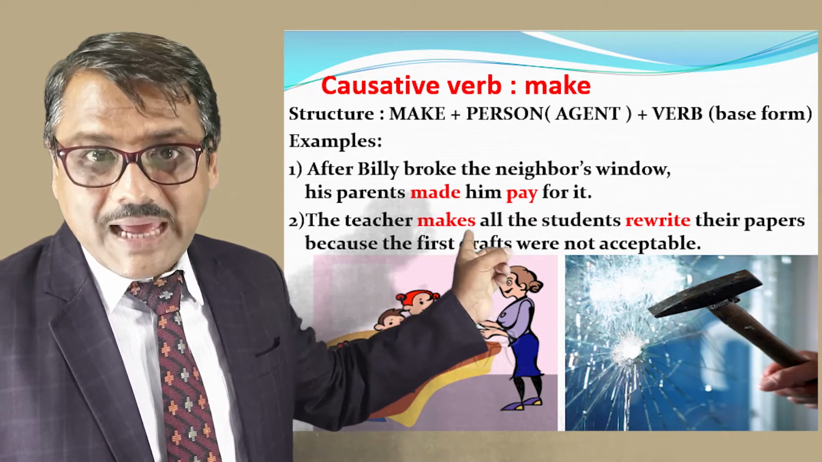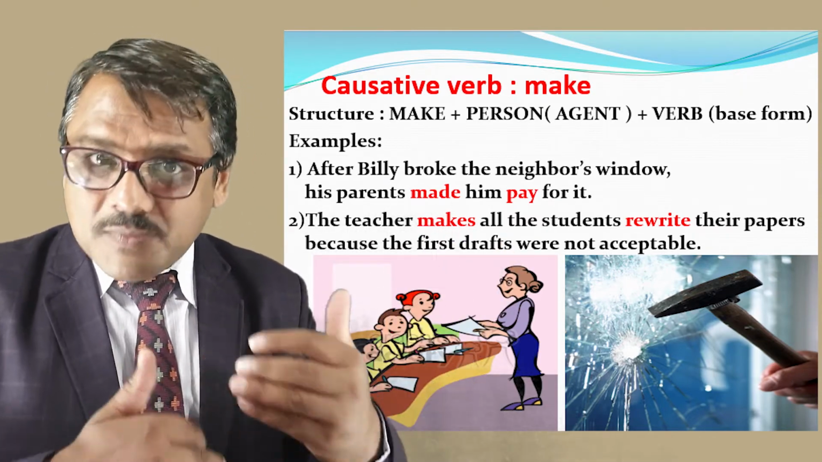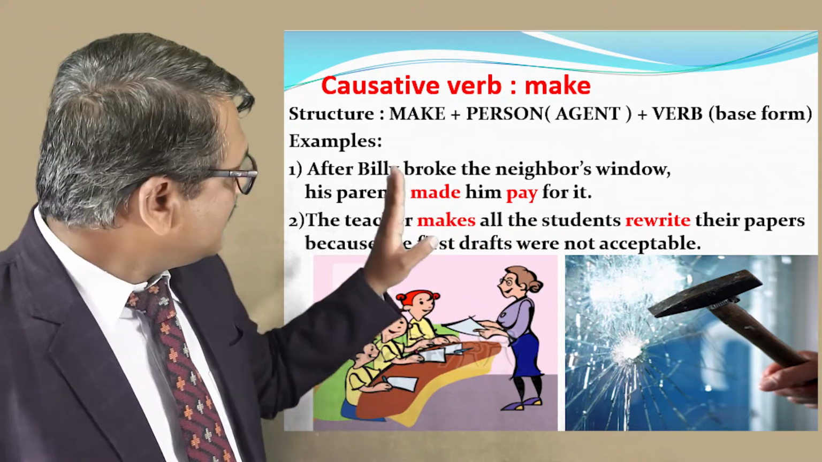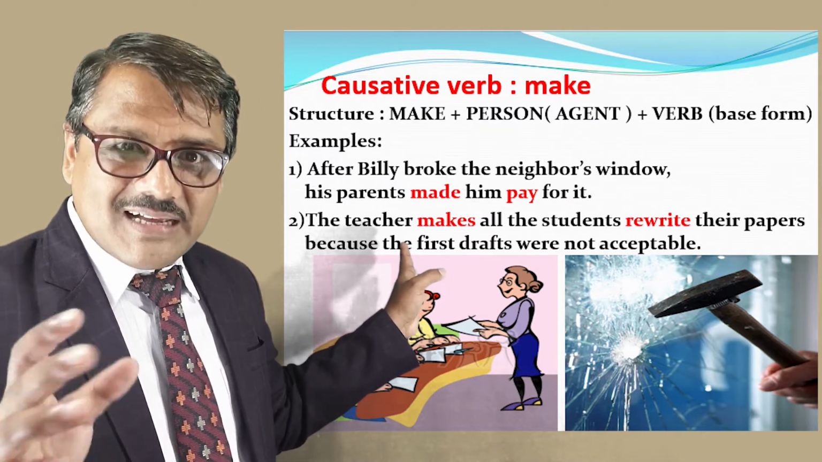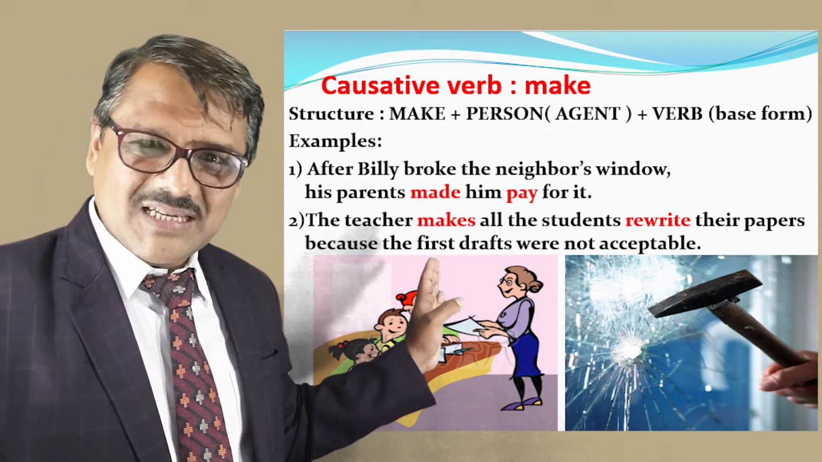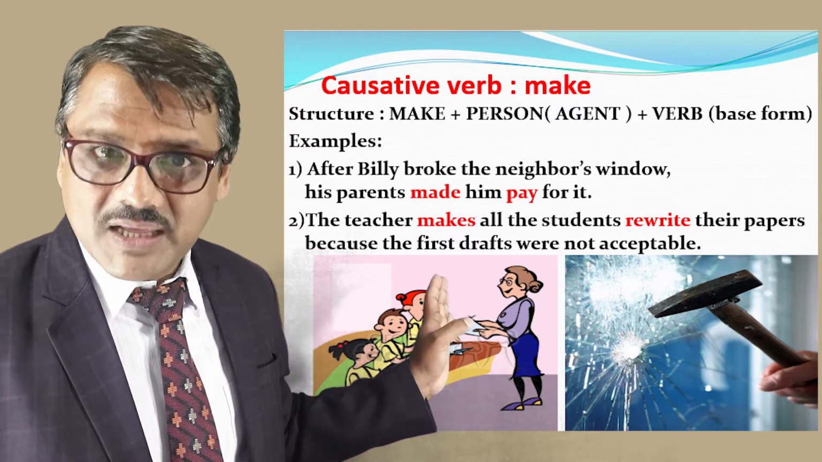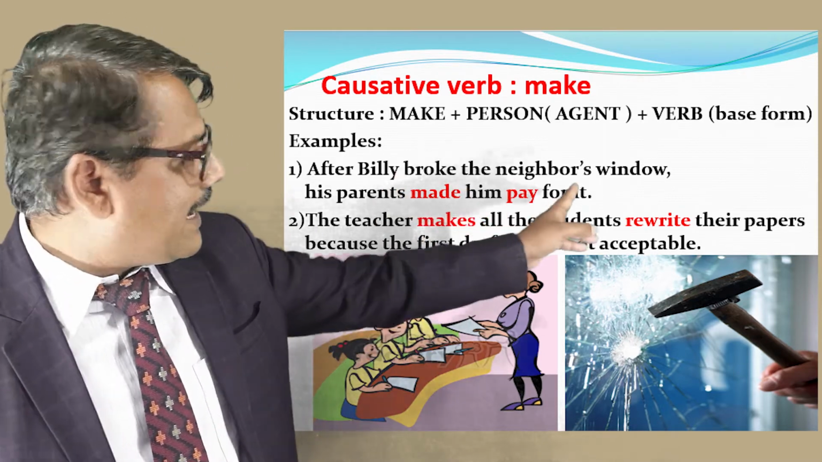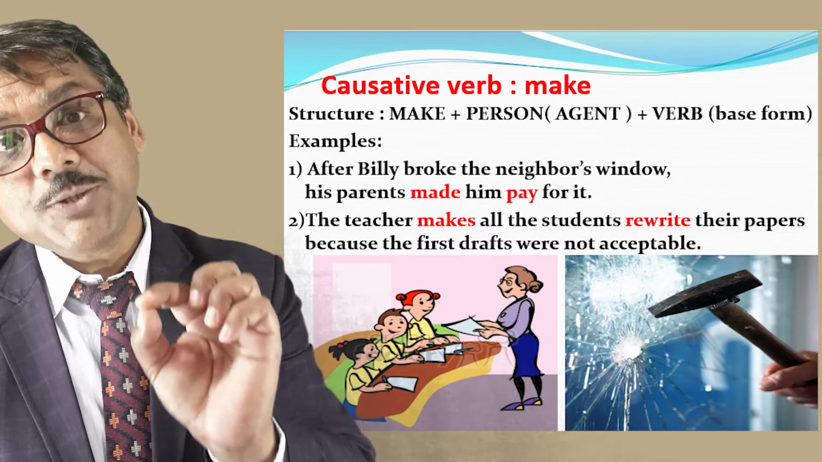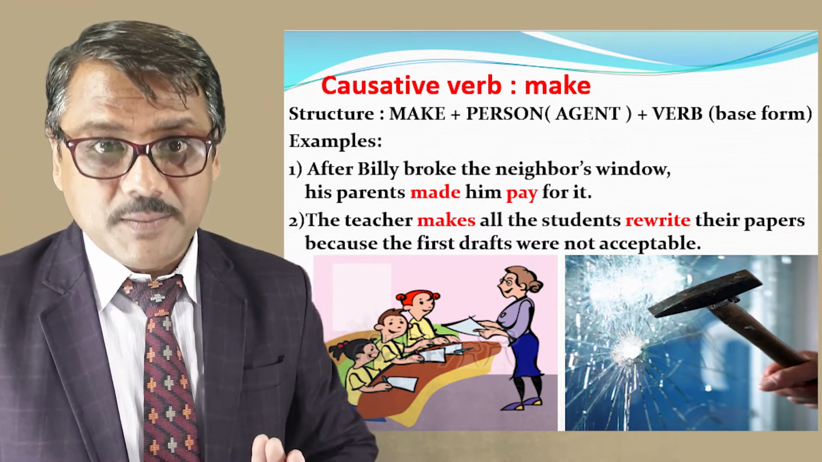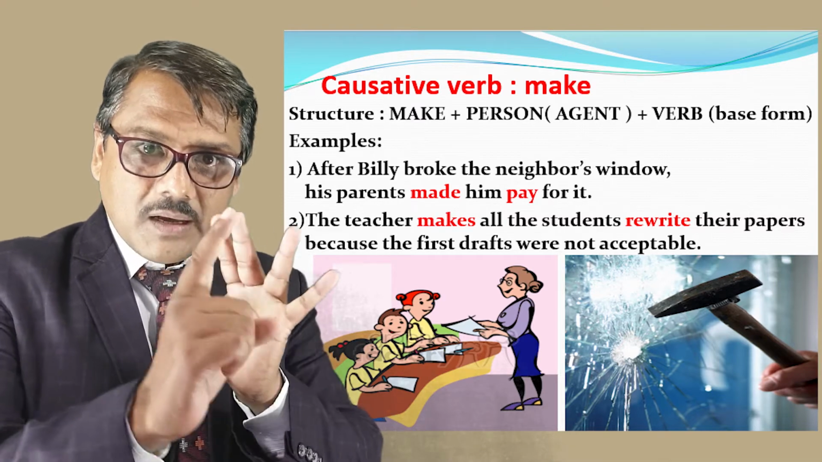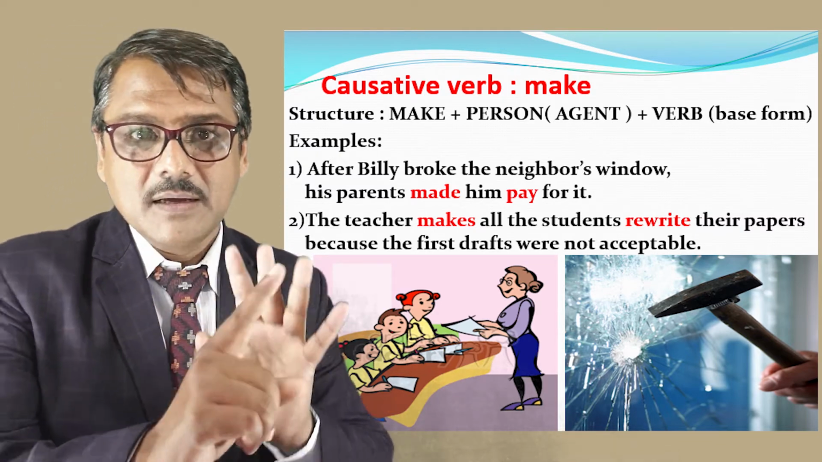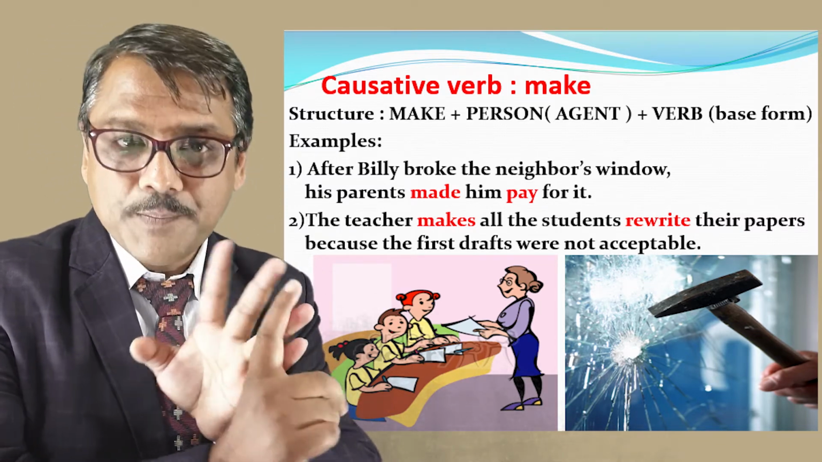Make, person, agent. Your teachers might have used this term agent while teaching in grade 9. The subject is excluded here because all the sentences have subjects, and you are very much familiar with that. Therefore, I have included only the causative verb, person, and then the base form of the verb. The structure is very important here. Make, agent, person plus base form of the verb. Remember this.